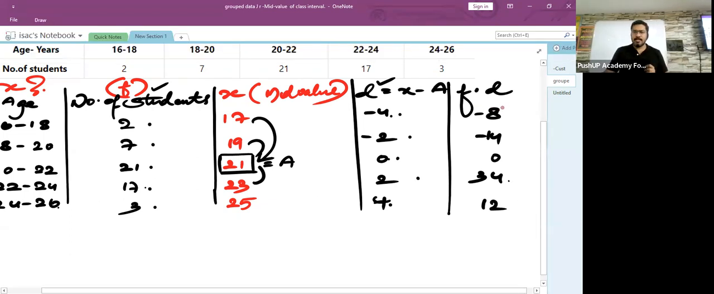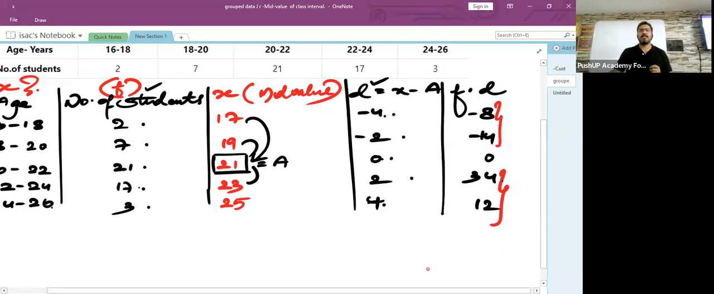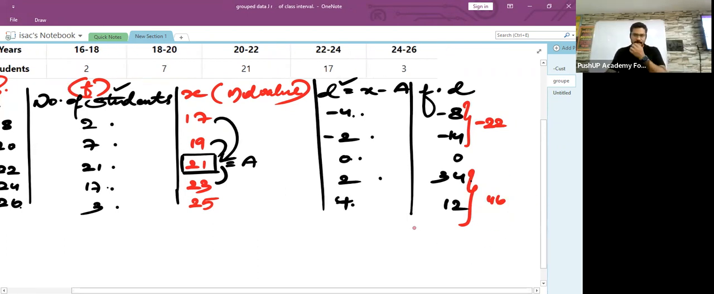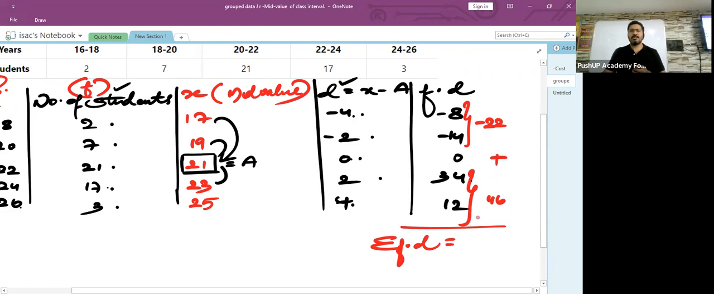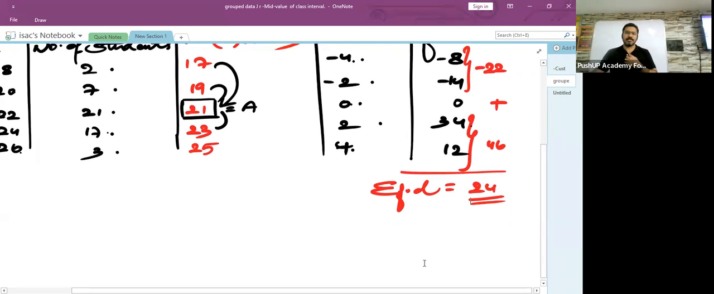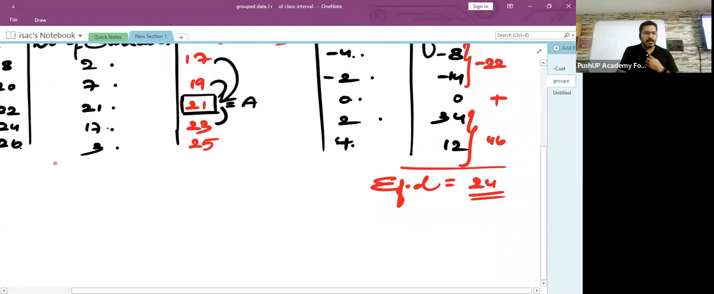Now, let us find the sum of the negative numbers, then the sum of the positive numbers, and then club it together. Minus 18 minus 14 is what? Minus 22. 34 plus 12 is what? 46. So sigma f into d will be equal to, children, 46 plus minus 22. How much is it? 24. Positive 24.